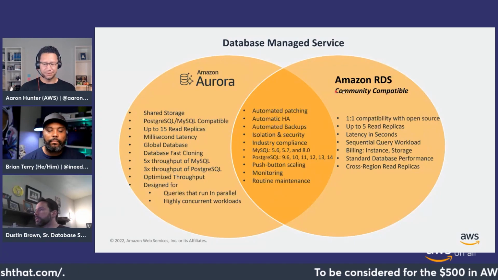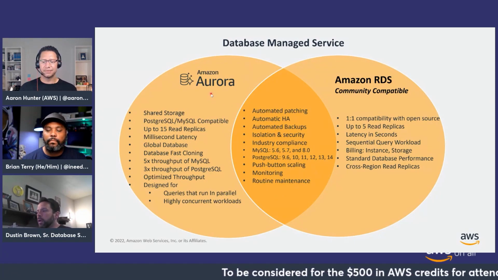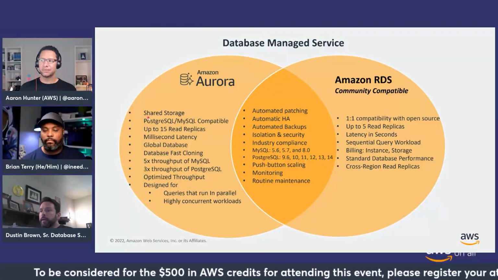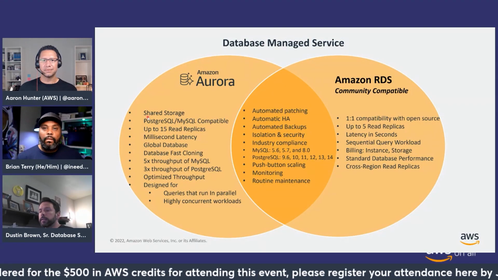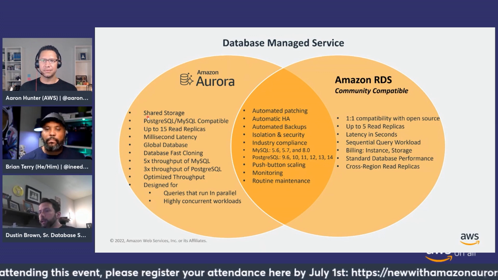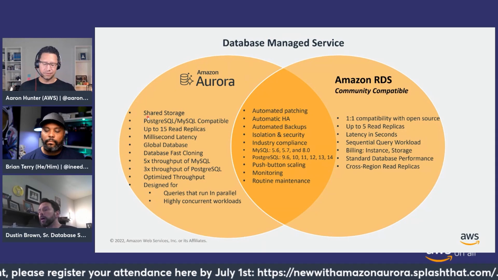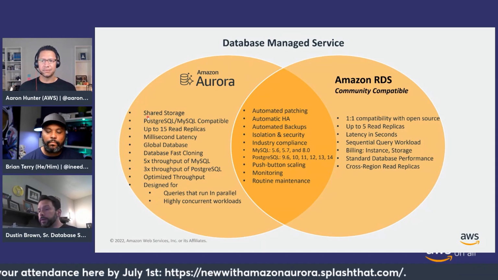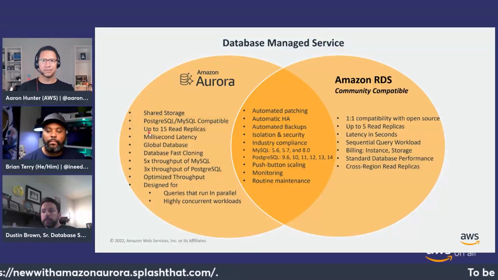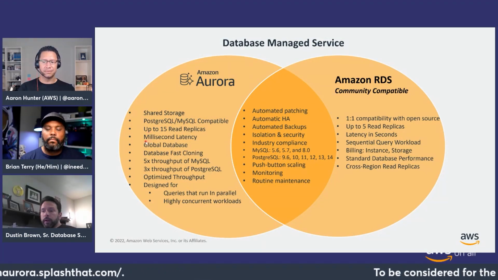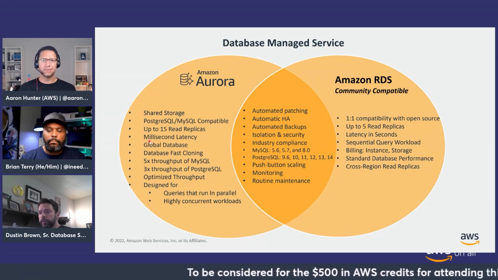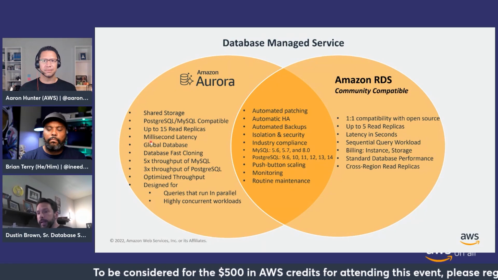Why would I choose RDS over Aurora? Well, the first thing that we talk about and that I point out is the shared storage model. This offers a more enterprise experience. It allows you to have that lower transaction latency across your primary to your readers. You can have up to 15 read replicas in Aurora. We offer millisecond latency due to the nature of the shared storage and the distributed transactions.